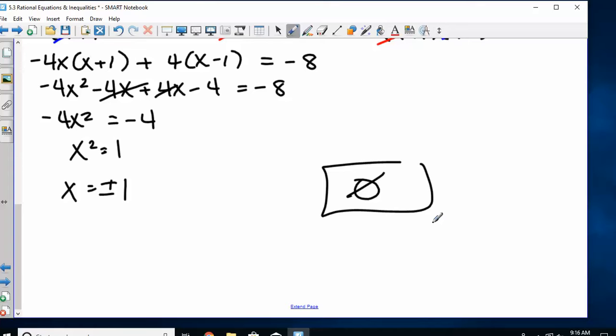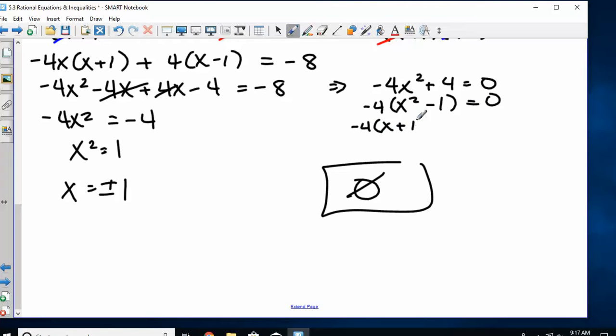So you want us to bring the 4 over that time? You could do it either way. Yeah, if you brought everything over to this side, then you could pull out a -4. Then difference of squares. And so you get the same things. So there were different ways you could have solved this. Did that answer your question?